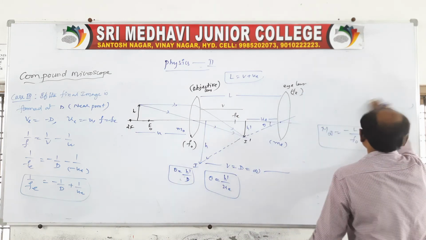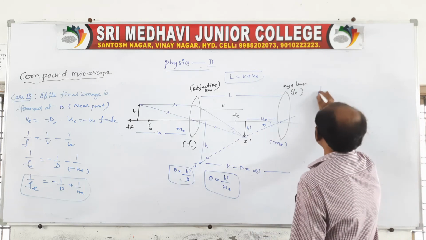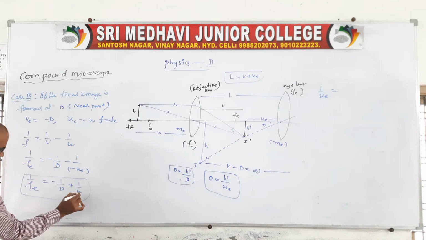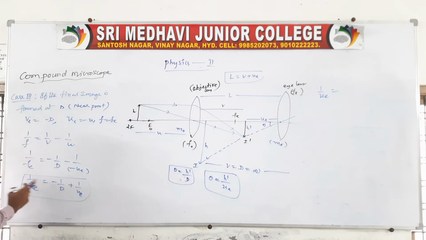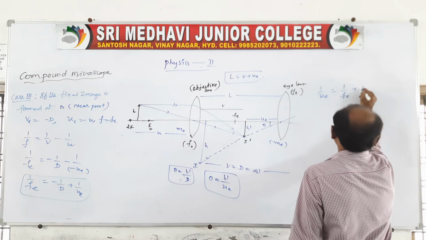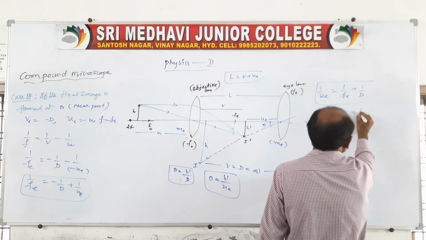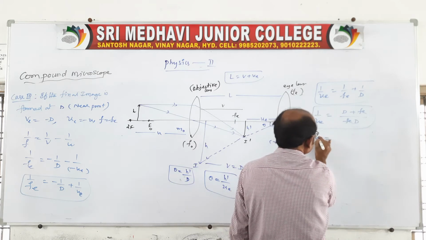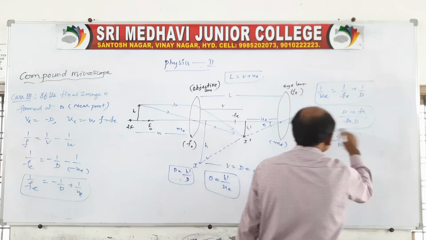Keep the diagram like this only, and it will help you for reference. So 1 by UE, which is the object distance from the eye lens, you take this side, it becomes 1 by FE plus 1 by D. Of course, 1 by UE is equal to D plus FE by FE into D, or else UE is equal to FE D by D plus FE. So this is about 1 by UE.